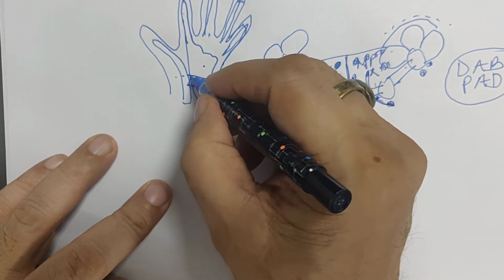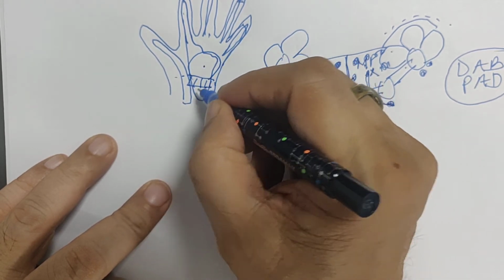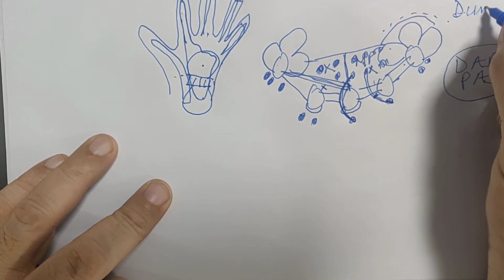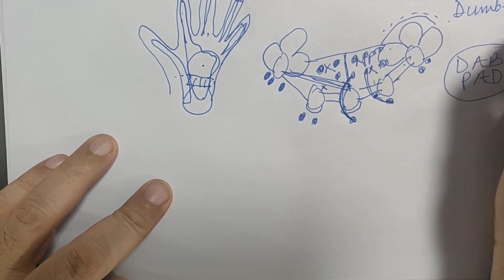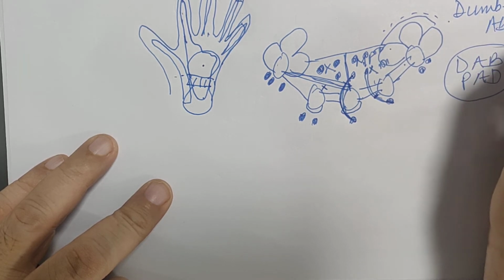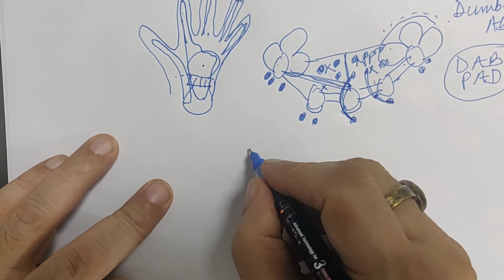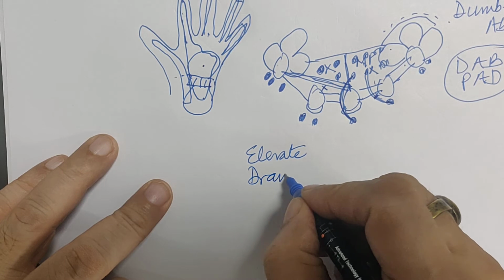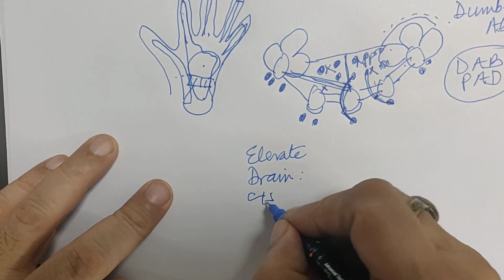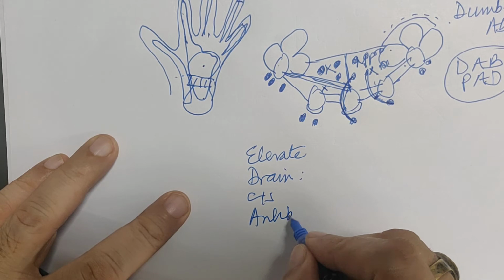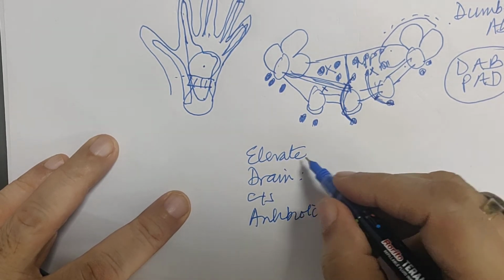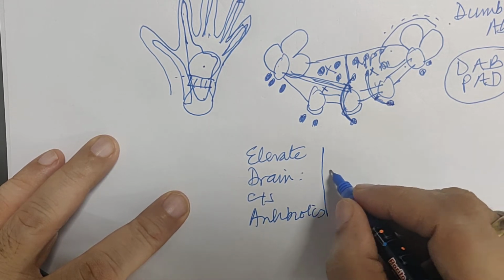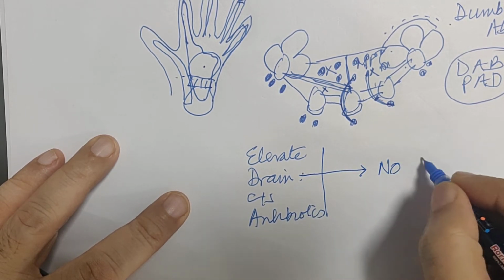an abscess here, it will be enlarged here and it will be enlarged here. So this abscess is called a dumbbell abscess. So you elevate, you drain, send a culture sensitivity, give antibiotics, and you always drain in a manner that there will be no contractures.